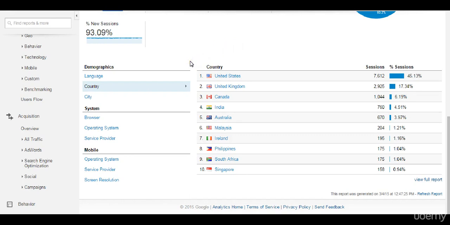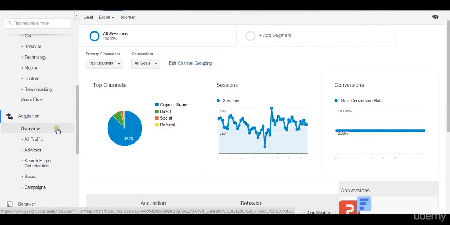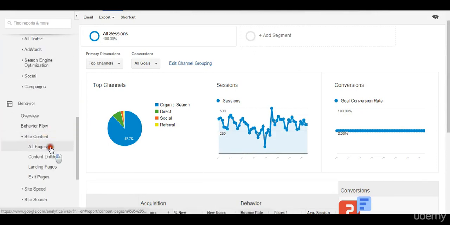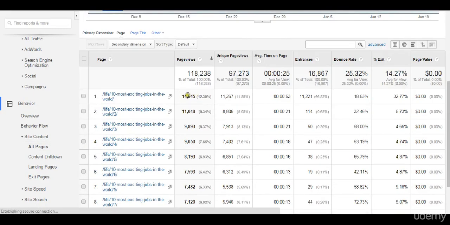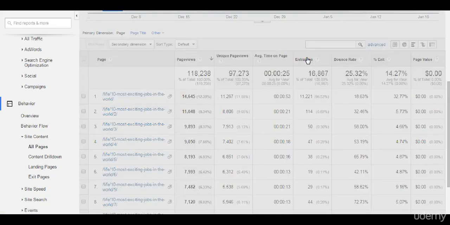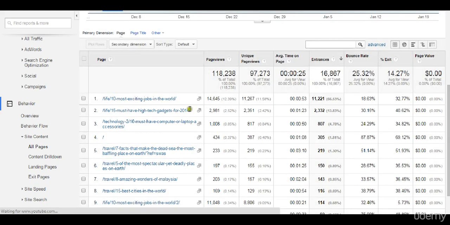So each advertiser is going to have a different requirement for what type of site they want to advertise on. So if you look at the type of content, let's just have a look at the different types here. You can see that a lot of this content is coming, the 10 most exciting jobs in the world. So the question is, how many people, let's actually just sort this by entrances to make it a little simpler. Okay, so how many advertisers want to advertise on this article?